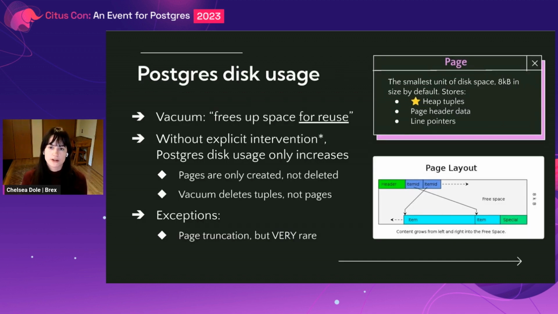A quick aside here about Postgres disk usage. I've been really careful in the wording that I use to say that vacuum frees up space for reuse. It doesn't reduce disk space. A page in Postgres is the smallest unit of disk space, 8 kilobytes by default, which stores bunches of tuples along with other metadata. Without explicit intervention, Postgres disk usage will only increase. Pages are created, but not deleted. So vacuum will delete the tuples within pages, but not the pages themselves. There are some exceptions here, which I won't get into, but are very rare.